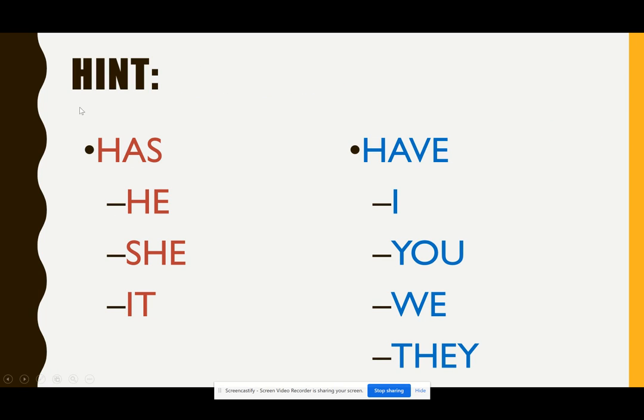So here's some hints for you. I know that may have sounded a little confusing. If you see the words he, she, and it, you will use the word has, the irregular verb has. And if you see the words I, you, we, or they, you will use the word have.